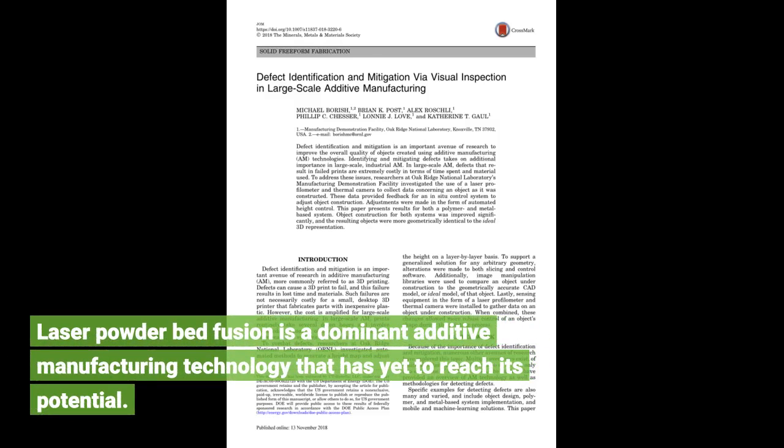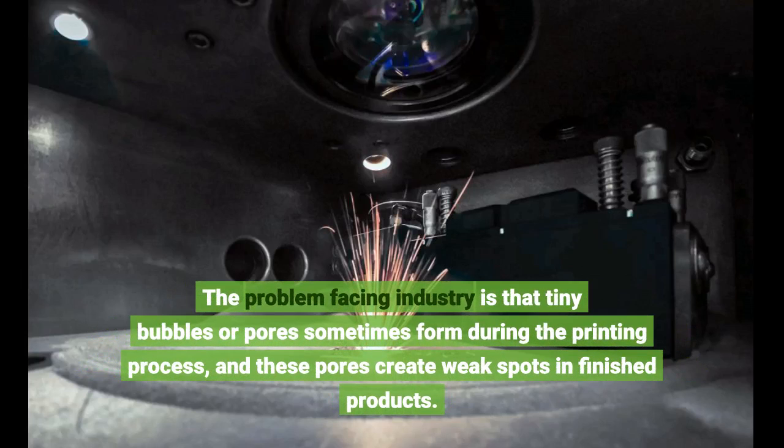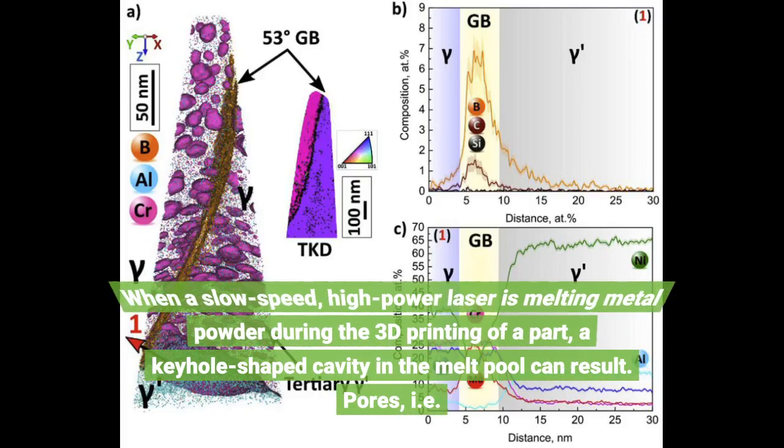Laser powder bed fusion is a dominant additive manufacturing technology that has yet to reach its potential. The problem facing industry is that tiny bubbles or pores sometimes form during the printing process, and these pores create weak spots in finished products. When a slow-speed, high-power laser is melting metal powder during the 3D printing of a part, a keyhole-shaped cavity in the melt pool can result.